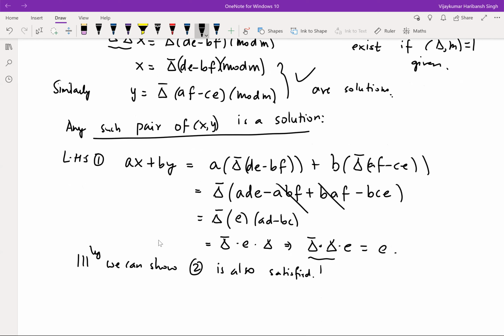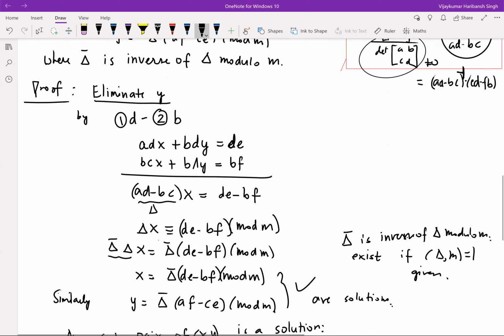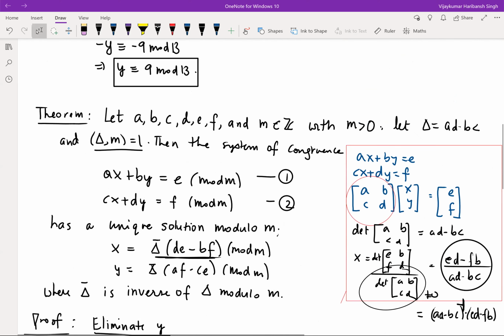So what have we shown now? We have shown the following. If you have a system of congruences, then the solution is given by this. Okay, so let's work on a problem now.